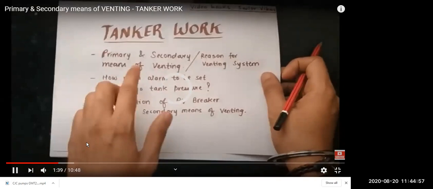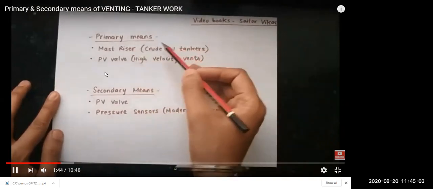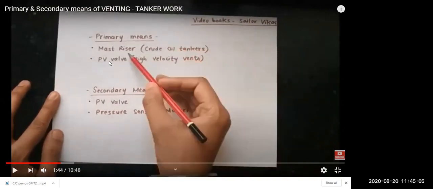So primary means you have two things. One is mast riser and PV valve, because these two are connected. Mast riser is connected in the common line, and the separate PV valve is there for each tank. So this is a tank, and on top of that you will have a pipe, and there will be a weight that is called PV valve, that we will see. So PV valve is the first venting system, primary venting system.